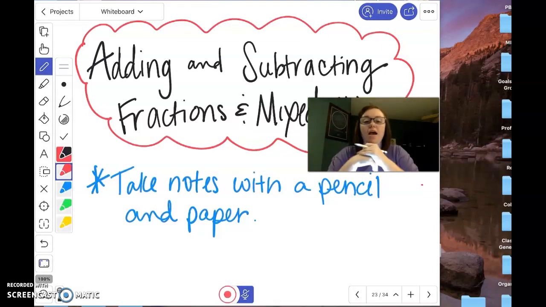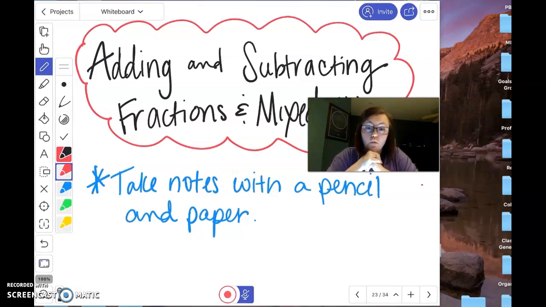Last week and the week before, we talked and reviewed a lot about fractions and things that we learned in third grade, about what fractions are and what they mean, what fractions greater than 1 are, and how you decompose fractions. This week we're going to move into adding and subtracting fractions.